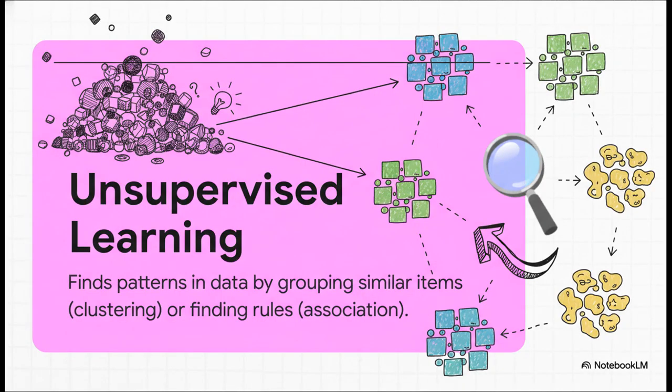Okay, so what happens when you don't have an answer key? Well, that's where unsupervised learning comes in. This time, you just dump a massive pile of data in front of the algorithm and basically say, go find something interesting. It has no pre-existing labels. It just has to look for natural patterns and structures all by itself, grouping similar things together.